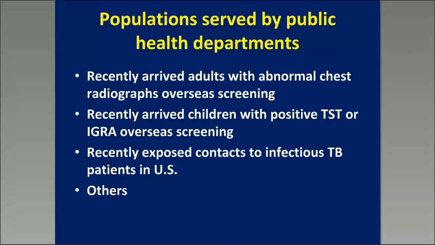for screening, so doing case finding and TB prevention work among recently arrived adults who have abnormal chest radiographs from overseas screening. We call these the B notifications. Also among B notifications are the B2s. These are the children that are screened overseas with either a TST or an IGRA. And they also do the contact investigation. So for any index TB case, they will do a contact investigation if they're infectious.